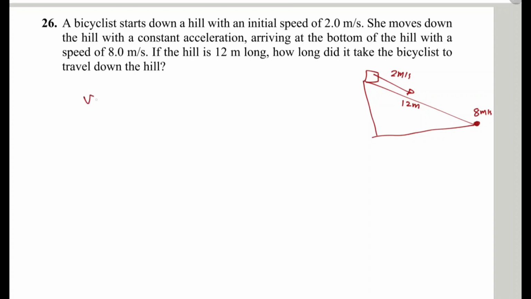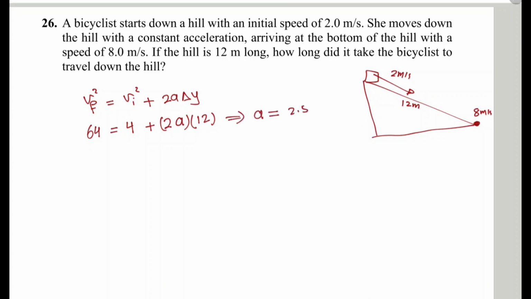Now, from the equations of motion, v final squared equals v initial squared plus 2a delta y. Now this is 64, the final velocity squared, equals the initial velocity squared, which is 2 squared, 4, plus 2a times delta y. It's 12, the length of the path or the track, 12 meters. From this we can find a equal to 2.5 meters per second squared.